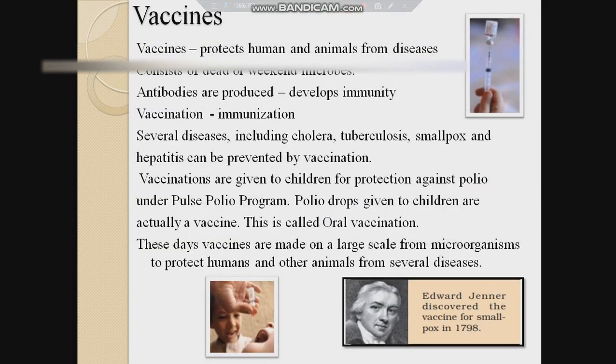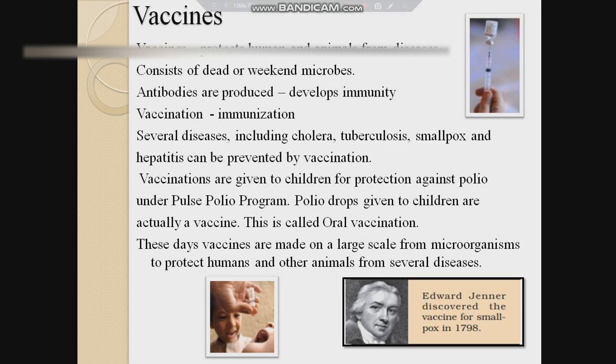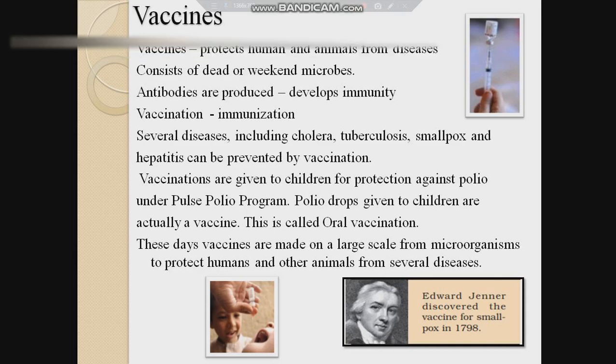Now let us discuss how microorganisms are used to make vaccines. Vaccines protect humans and other animals from several diseases, such as cholera, typhoid, tuberculosis, hepatitis, chickenpox, measles, polio, and smallpox. These diseases can be prevented by vaccination. Vaccination is a process through which vaccines are administered to humans, animals, etc.